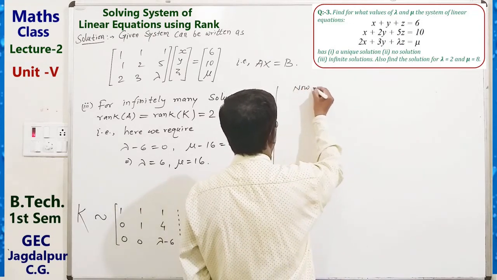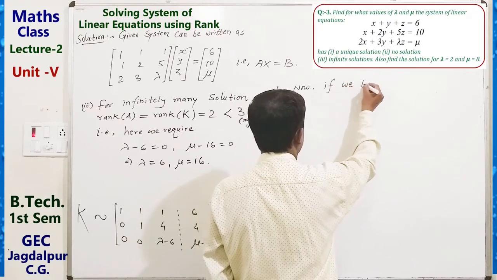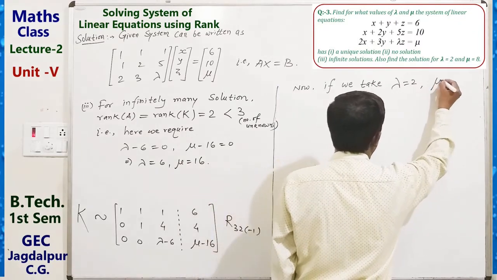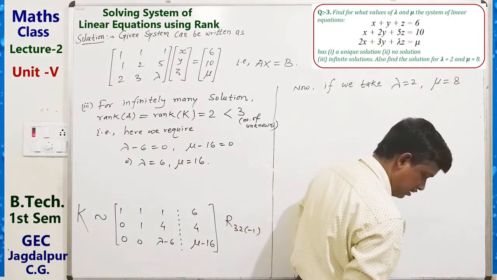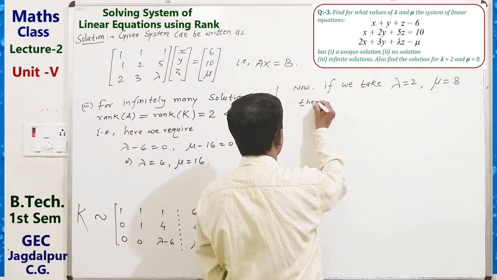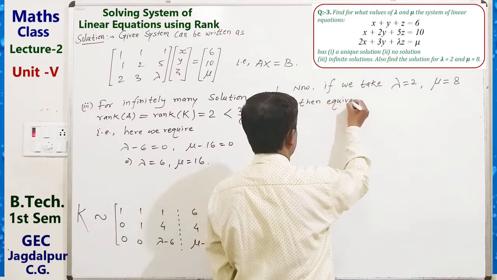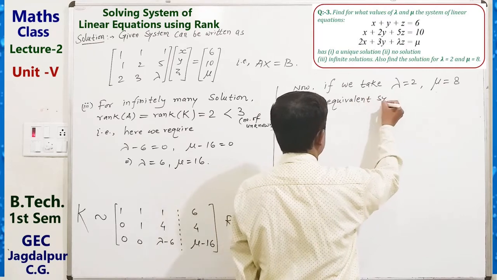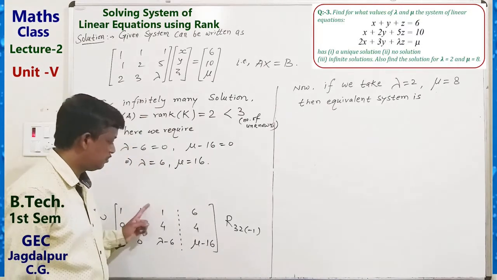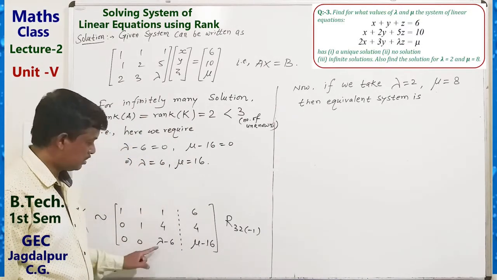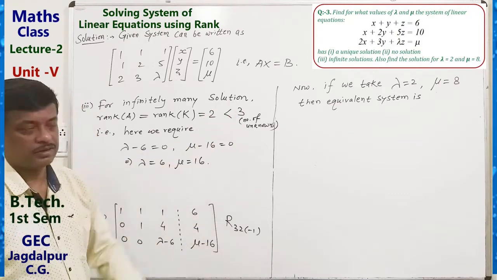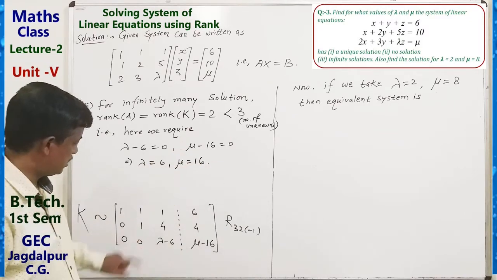Now, if we take lambda equals 2 and mu equals 8, then the equivalent system can be written from here, with lambda equals 2 and mu equals 8.